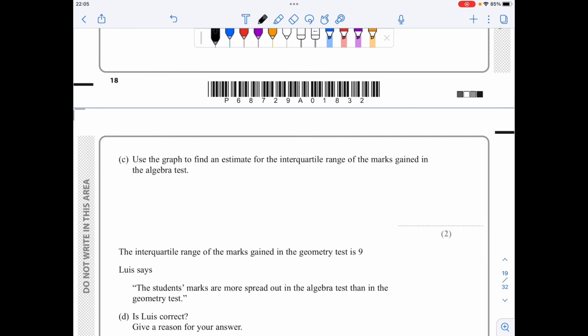In part C, I need to find the interquartile range. Now the interquartile range is Q3 minus Q1. To find Q1, I will calculate a quarter of 60, that is 15, so I need the 15th value. For Q3, I'll calculate 3/4 of 60, that's 45, so I need the 45th value.